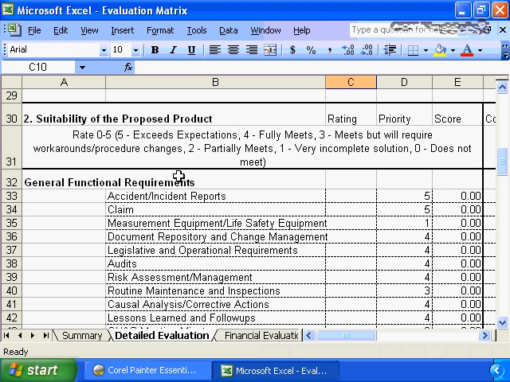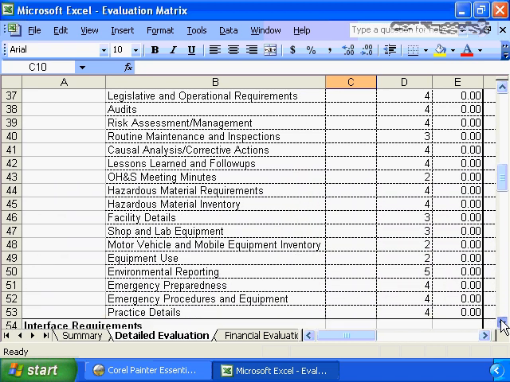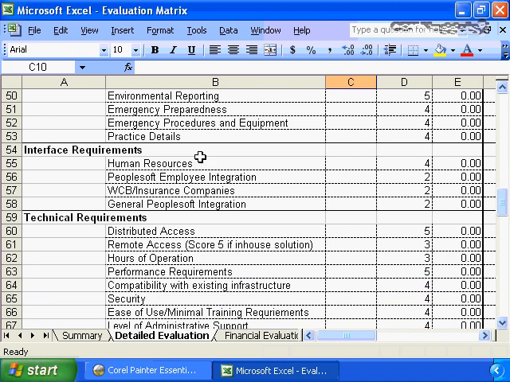And now we've broken it down for general functional requirements. How well does it deal with accident incident reports? This was for an occupational health and safety system, by the way. How well does it deal with claims? And again, we put our rankings in. These rankings were based on overall business importance, and the evaluator would continue to evaluate and fill in each of the pieces of information based on the responses received back from the vendor.